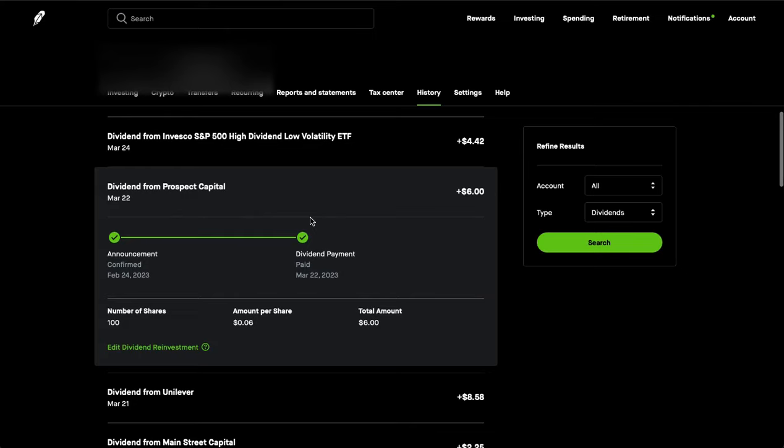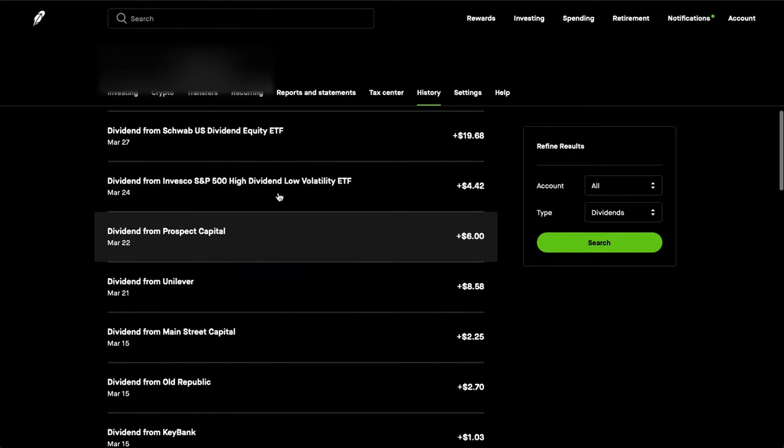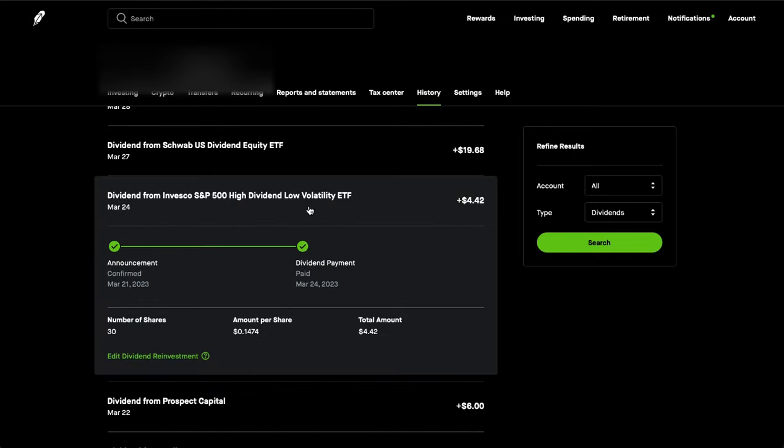PSEC, 100 shares, $6. They pay every month. The $6 has been going on since forever, since I've had it. Let's see. Which one's this one? 30 shares. I'm not used to seeing the whole name. So I think this is SPHD. Yeah, SPHD.